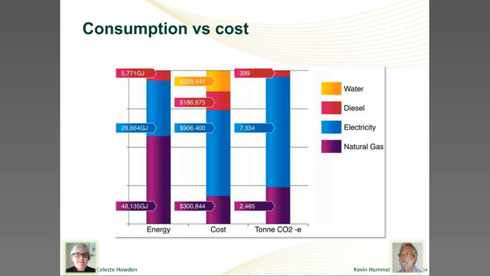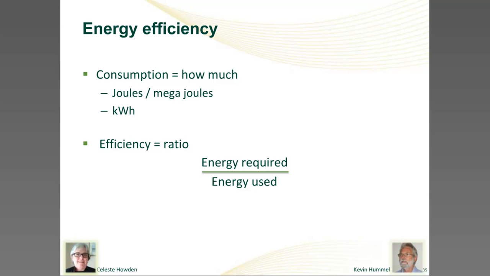So this gives us energy consumption, but doesn't tell us how much product or service was produced for that energy consumption. Energy efficiency is far more useful for that. So consumption tells us how much. We measure it in joules or megajoules or gigajoules or kilowatt hours if it's electricity.